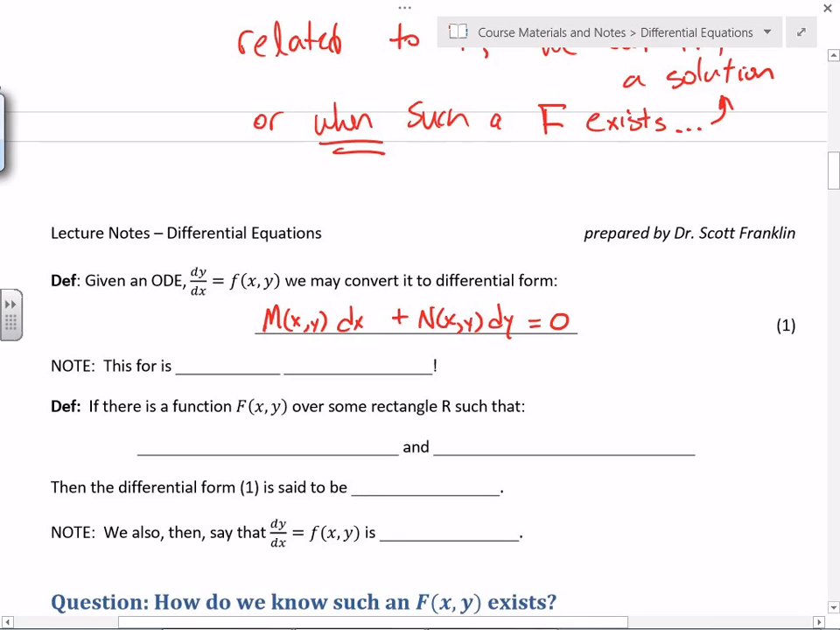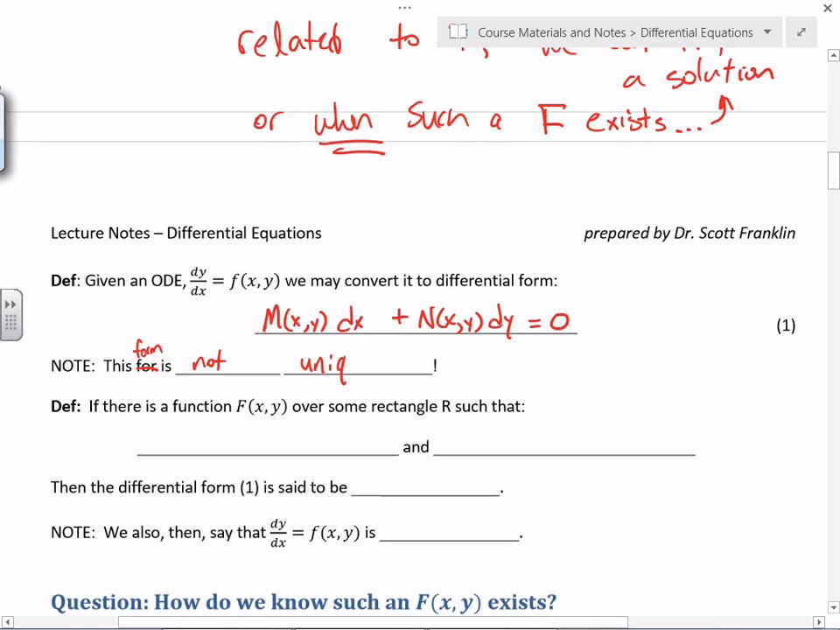You recognize that form? I talked about m's and n's before, but we can convert a differential equation into this by multiplying through by dx, and grouping all the dx parts together, all the dy parts together. That word should be form.